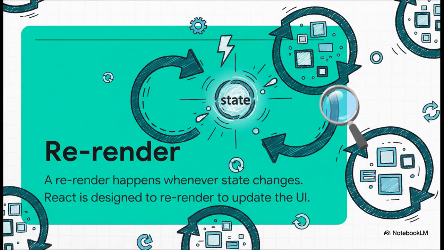Okay, so let's meet the main character in this whole performance story, the re-render. This is the engine that makes React, well, React. It's what updates the screen whenever your data changes. It is absolutely essential. But like any powerful engine, it needs to be tuned just right, because as you'll see, not all re-renders are created equal.